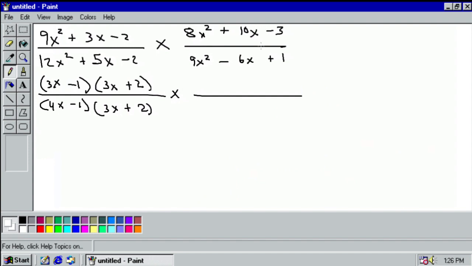Now on this third one, a times c, or 8 times negative 3, will be negative 24 again, because 8 times 3 is 24. So what are the factors of 24 that add up to positive 10? We have 2 and 12 from earlier. So we can use 2 and 12, but we need to make the 2 negative, because negative 2 plus 12 is 10.